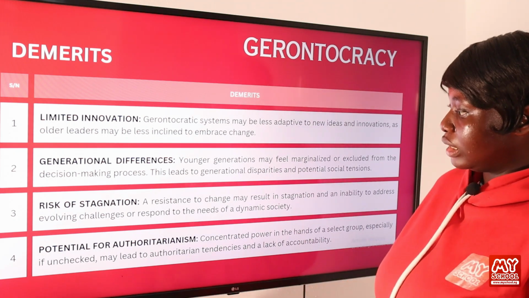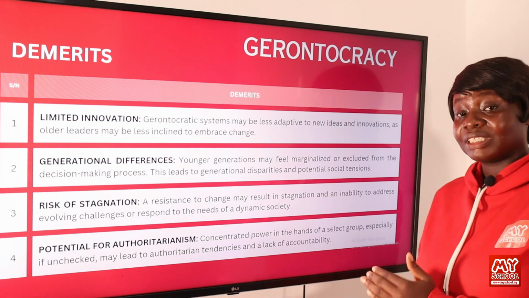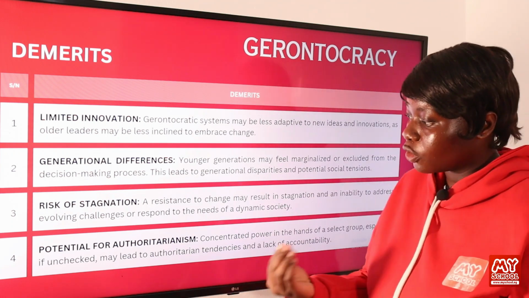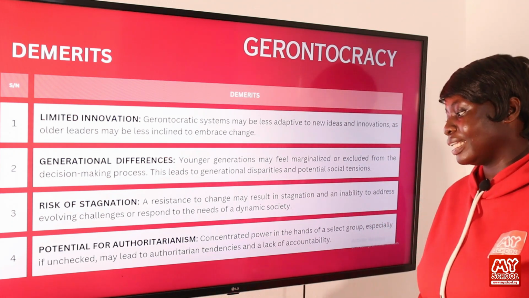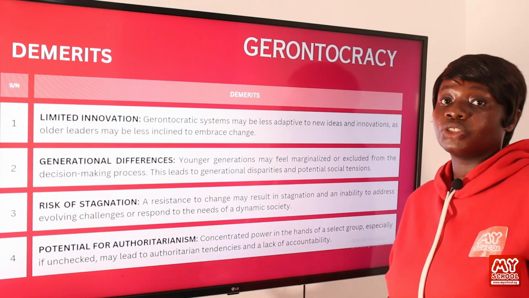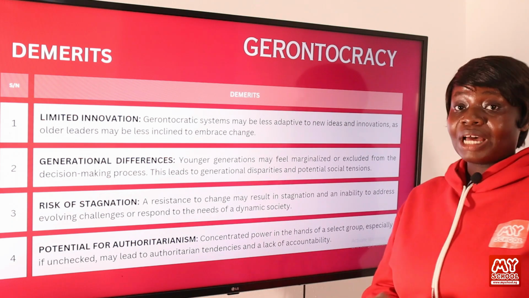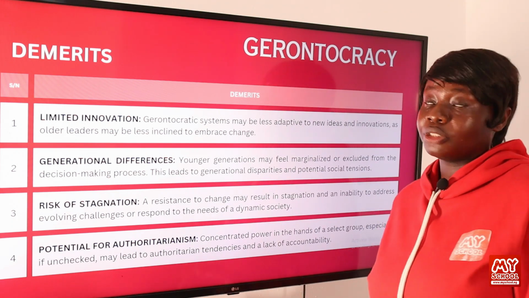And that demerit is potential for authoritarianism. Concentrated power in the hands of a select group, especially if unchecked, may lead to authoritarian tendencies and a lack of accountability. So this is what is good about a democratic society. We have a combination of everybody. So without that, there is a risk for authoritarianism.